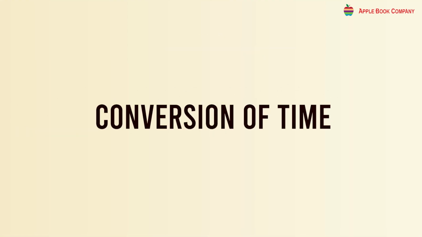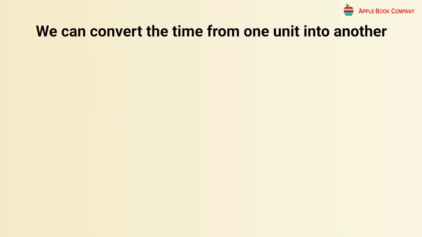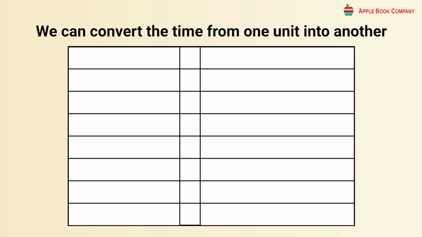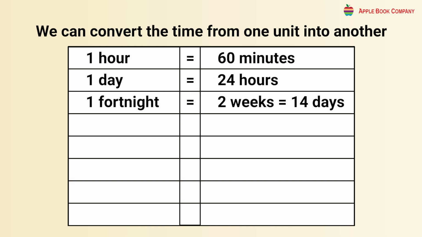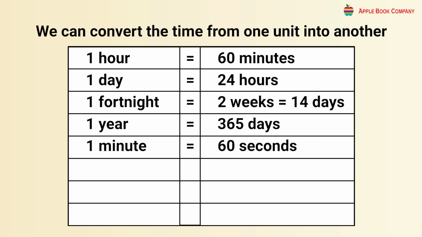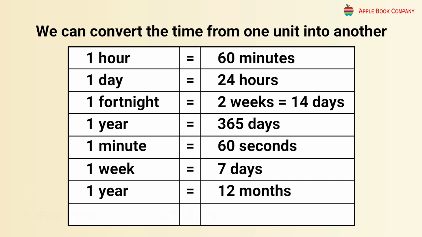Conversion of time. We can convert the time from one unit into another as shown in the table below. 1 hour equals 60 minutes, 1 day equals 24 hours, 1 fortnight equals 2 weeks equals 14 days, 1 year equals 365 days, 1 minute equals 60 seconds, 1 week equals 7 days, 1 year equals 12 months, 1 leap year equals 366 days.